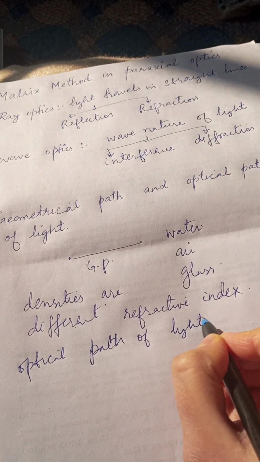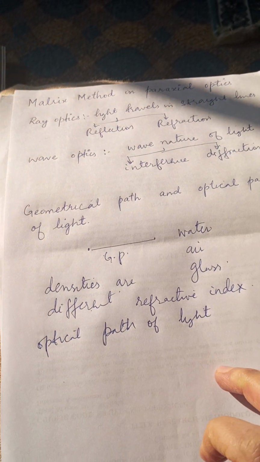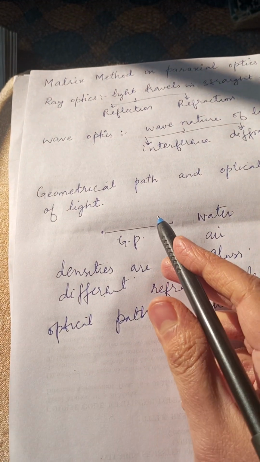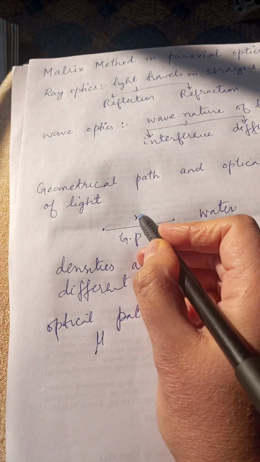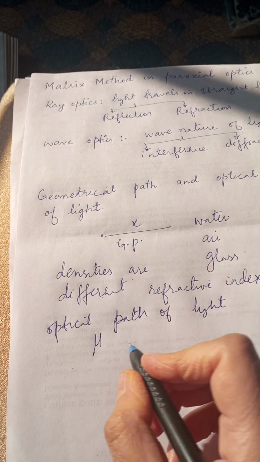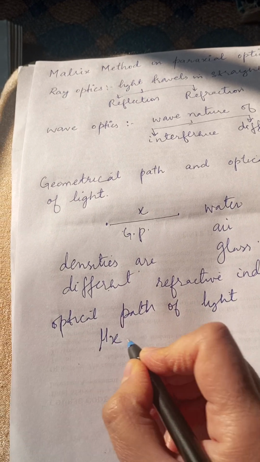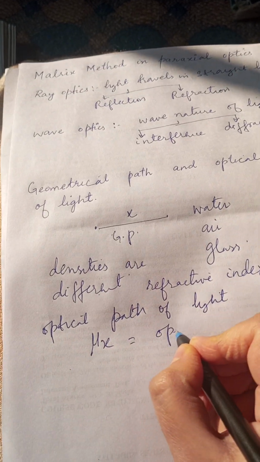And how is optical path written? For example, if mu is the refractive index and x is the distance traveled from one point to another, then the product of mu and x will be called the optical path. Okay?